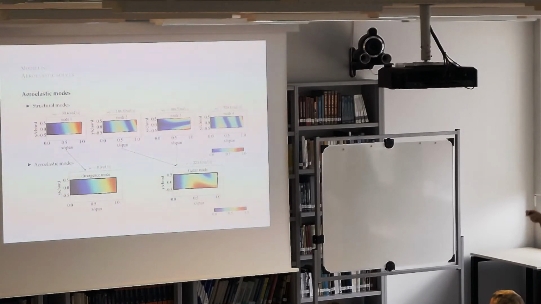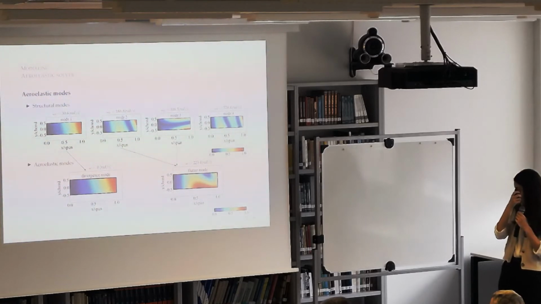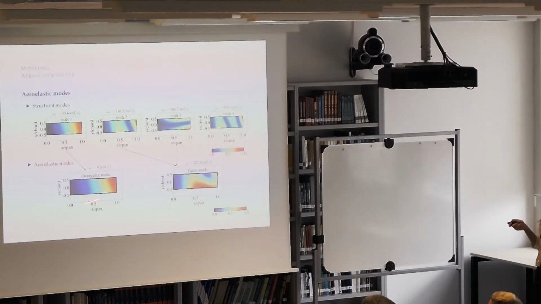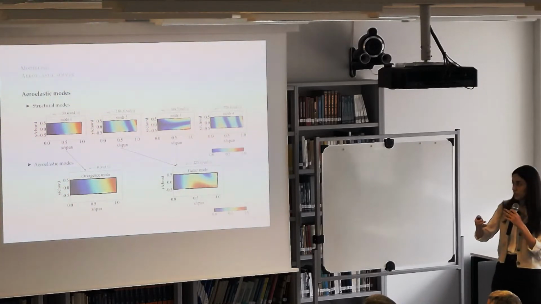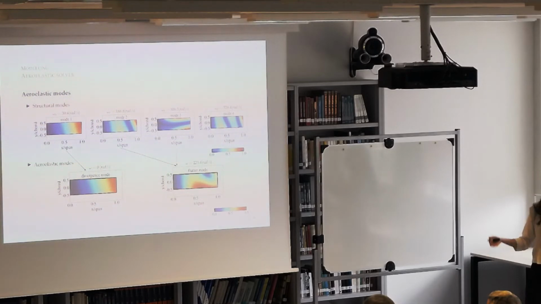Here we have the representation of the two aeroelastic unstable modes at their respective velocities. We can see that the divergence mode resembles exactly the first structural mode, but the flutter mode does not resemble any of the structural modes that we have here. But if we look at the value of the frequency, it is in between the second and the third structural modes. And if we look at the shape, it is a combination of these two modes. So the flutter mode was obtained by coupling between the second and the third structural modes.